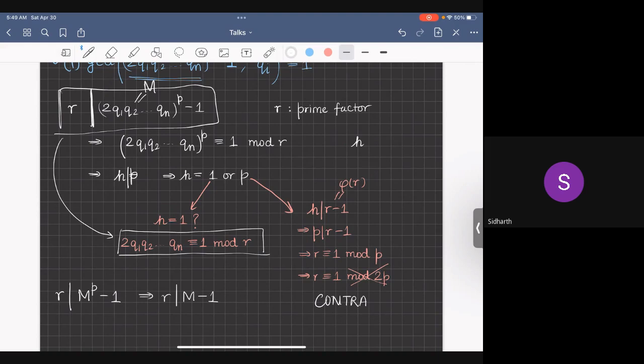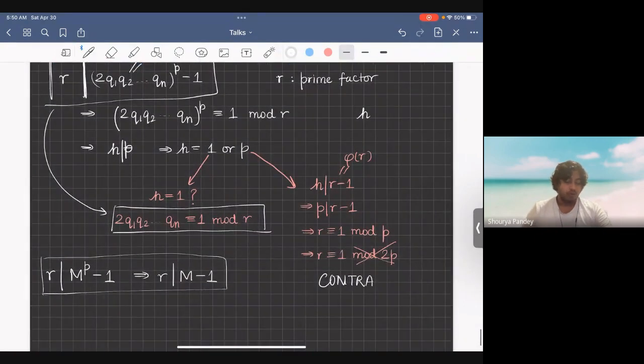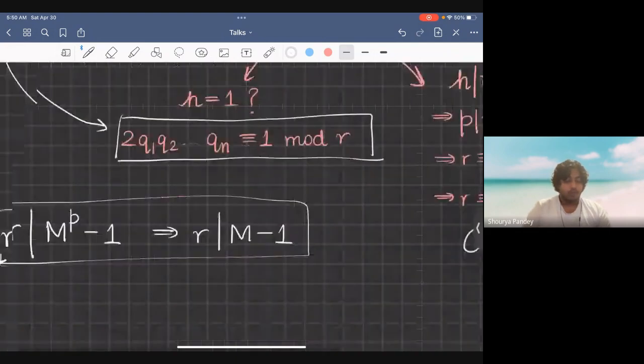Okay, so we're trying to prove that there are some primes that aren't, not just none. We just need to show that there is one such r for which this does not hold true, right? Is that clear? I mean, we just need to show that there is one such r for which this is not true. Okay, so think about this.